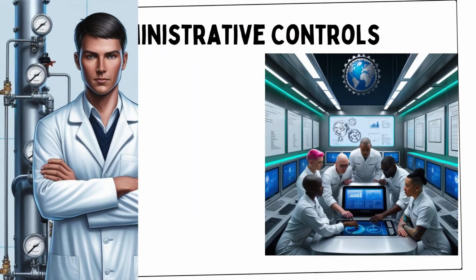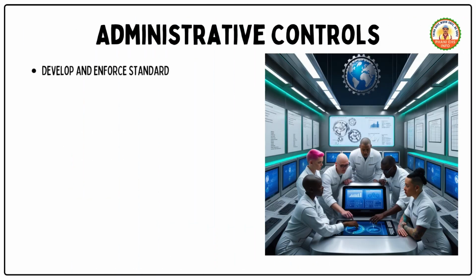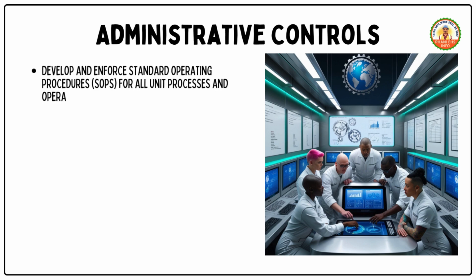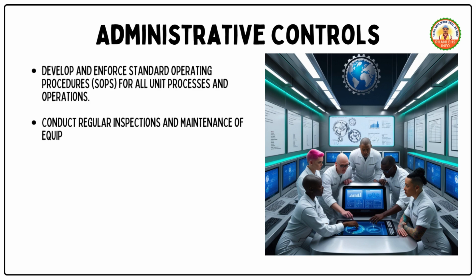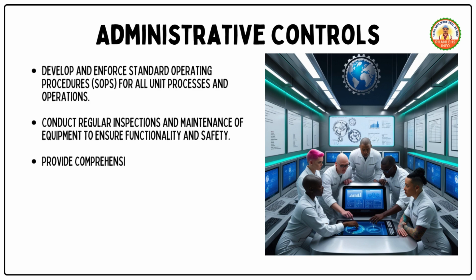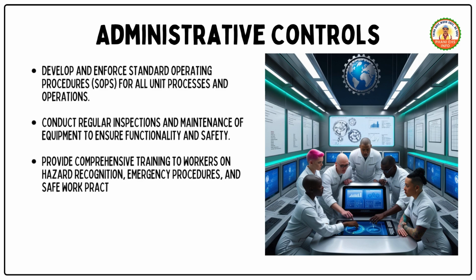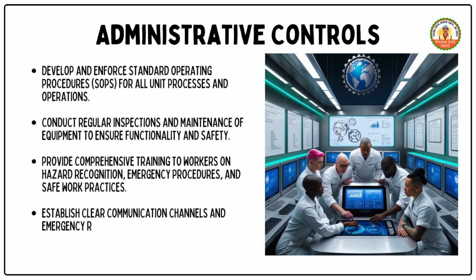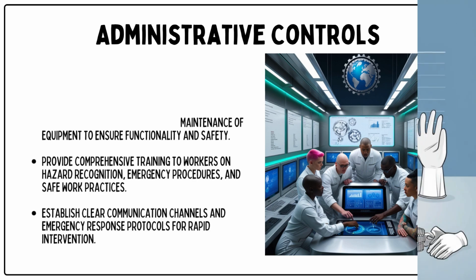Administrative controls. Develop and enforce standard operating procedures, SOPs, for all unit processes and operations. Conduct regular inspections and maintenance of equipment to ensure functionality and safety. Provide comprehensive training to workers on hazard recognition, emergency procedures, and safe work practices. Establish clear communication channels and emergency response protocols for rapid intervention.